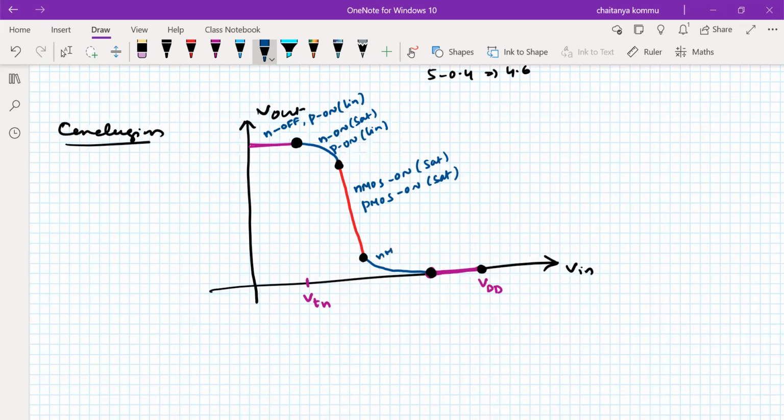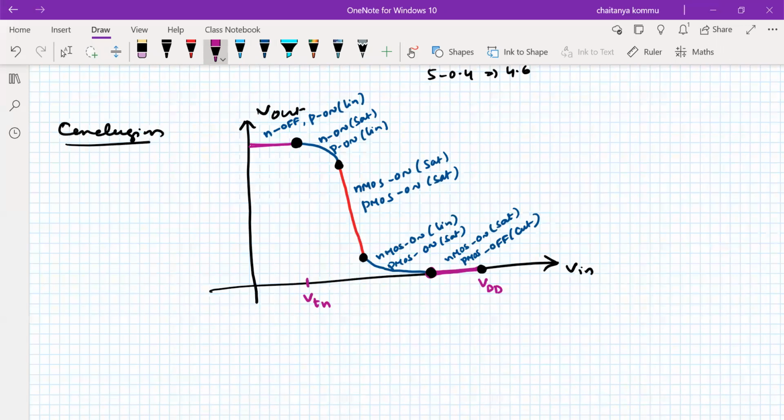So NMOS is on, but it is in linear. PMOS is on, but it is in saturation. So here NMOS is completely on, and you can say that it is in saturation, but the PMOS is off, it is in cutoff. Okay, so that's what we have to remember.